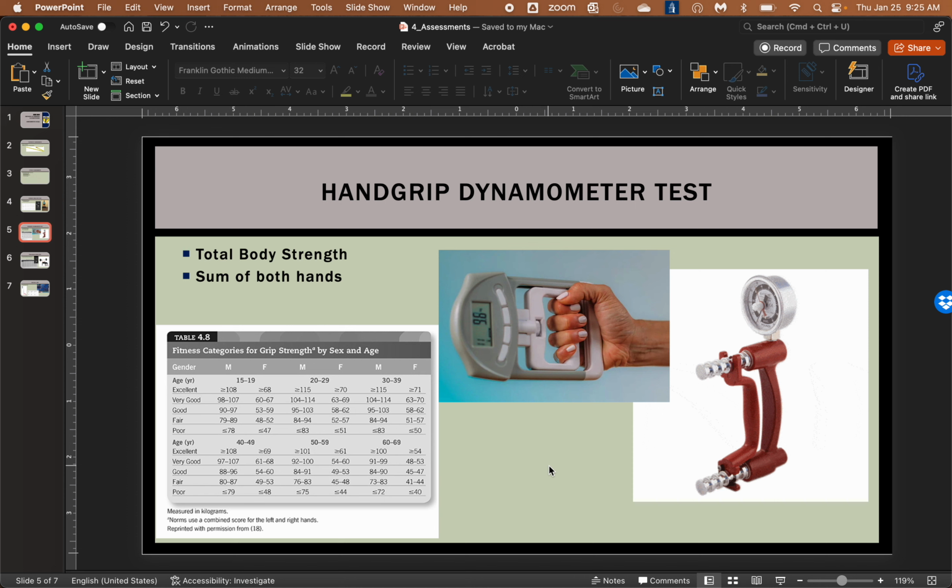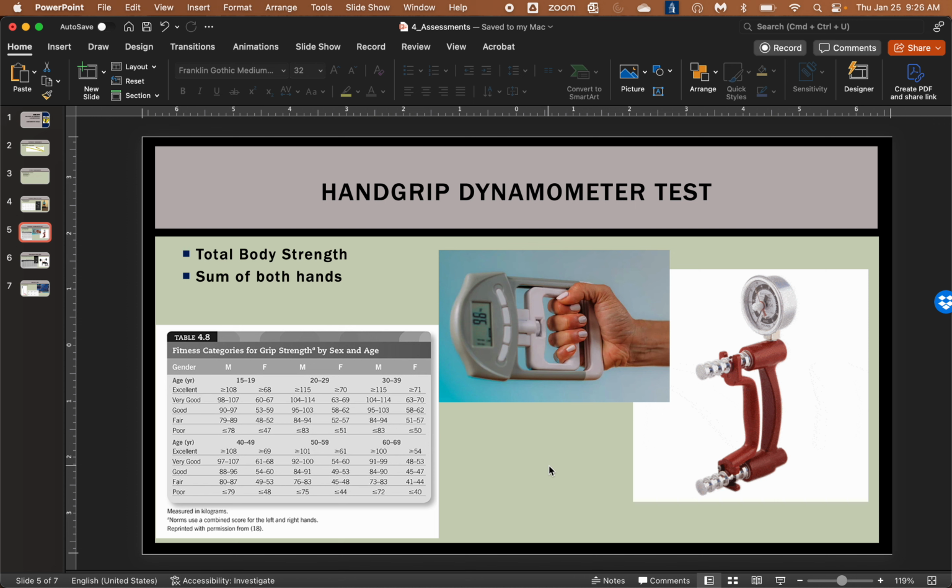Okay, so our next assessment, the hand grip dynamometer test. You will want to practice that word, dynamometer. It's a fun word, but it's easy to mispronounce. Dyna meaning moving or dynamic, and mometer, or particularly the meter part of the word, meaning to measure.